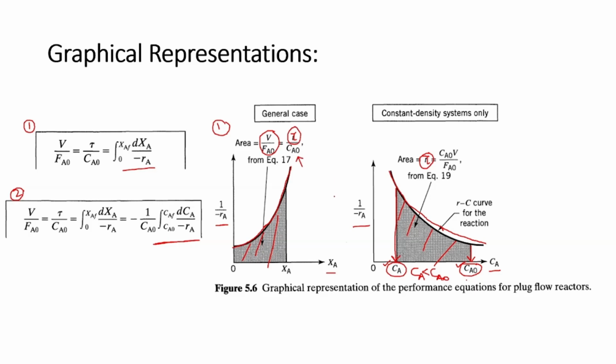So this is for the general case. Similarly, for the constant density system, if you have the rate data and the concentration data which varies with time, you can plot this curve and find the residence time. Given, you have to know the initial concentration of A and the initial flow rate of A.